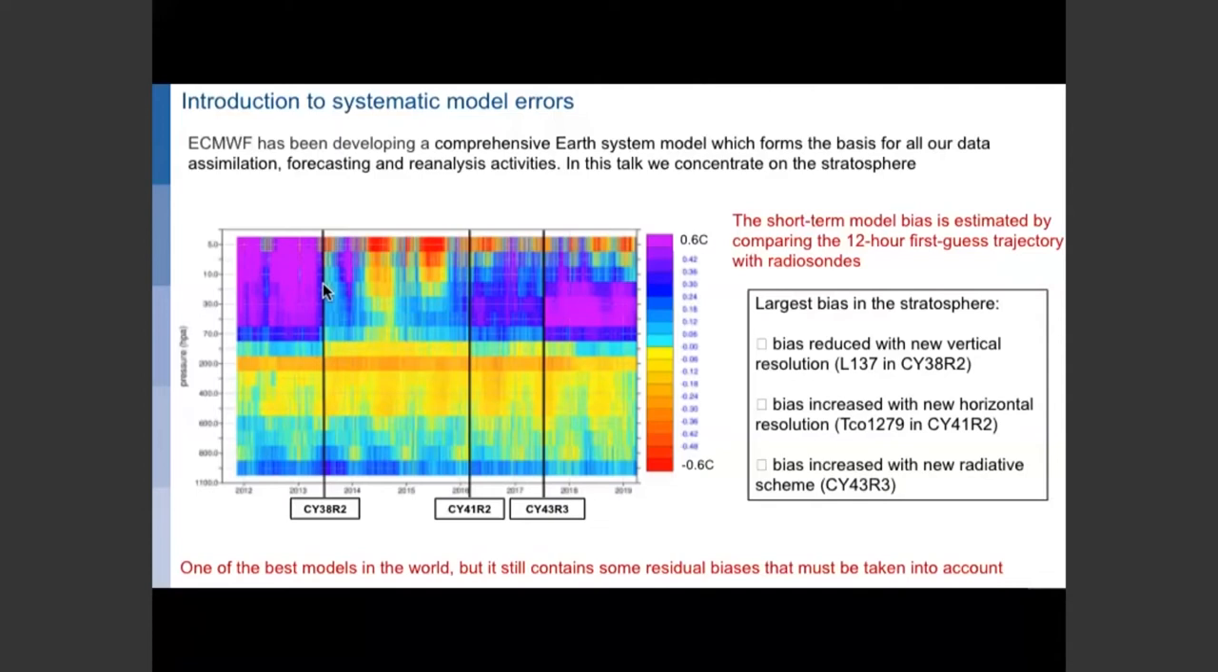Unfortunately, over the years, you've got here a second jump and a third one here. The model biases increased because we increased the horizontal resolution, and also we made some changes in the radiative scheme. So the point is, even if the atmospheric model we've got at ECMWF is really good, we always have residual biases, and we have to take into account these biases.